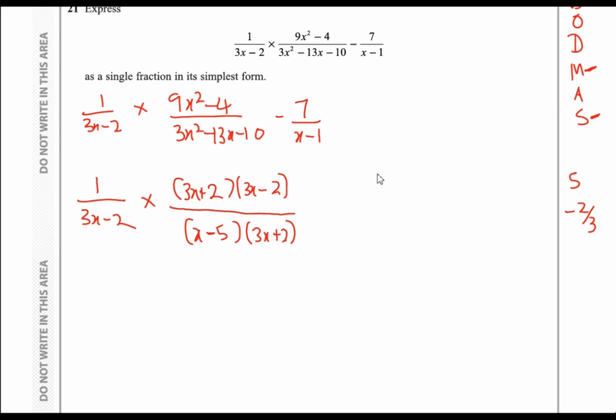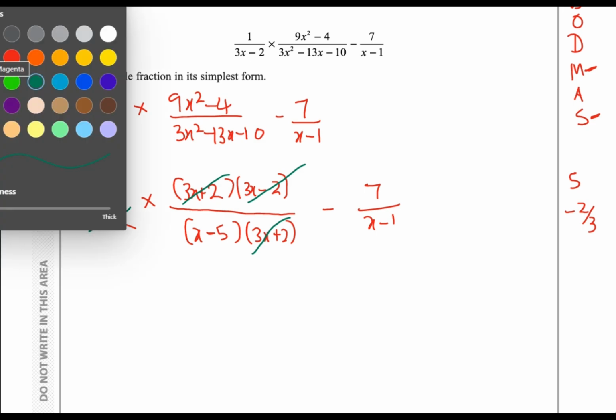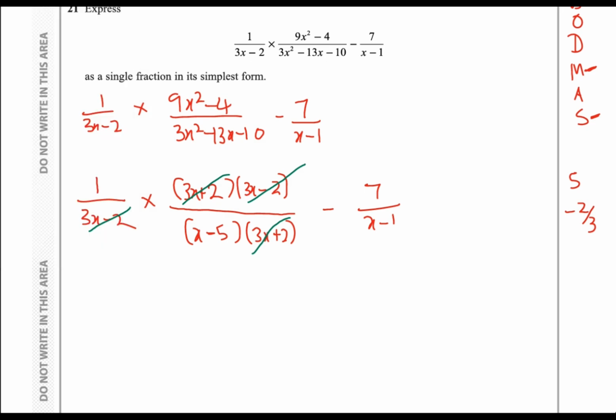Minus 7 over x minus 1 just stays there. We've not dealt with it at all. Right, so as you can see here, we can cancel 3x plus 2 with this 3x plus 2, right? And also we can do some cross cancellation here. 3x minus 2 can be cancelled with 3x minus 2. So what am I left with? I have only 1 at the top, and at the bottom I have only x minus 5, so 1 over x minus 5. Then comes minus 7 over x minus 1.